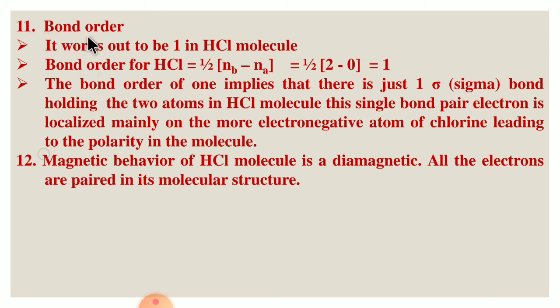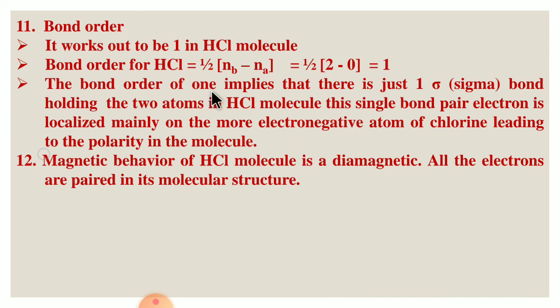At last, the bond order. It works out to be 1 in the HCl molecule. The bond order of HCl is equal to, by applying the bond order formula, 1/2 into the number of electrons present in bonding molecular orbitals minus the number of antibonding electrons. By applying this formula, we will get the value 1, that is the bond order of HCl is 1.